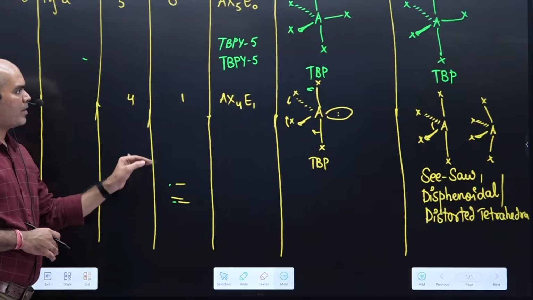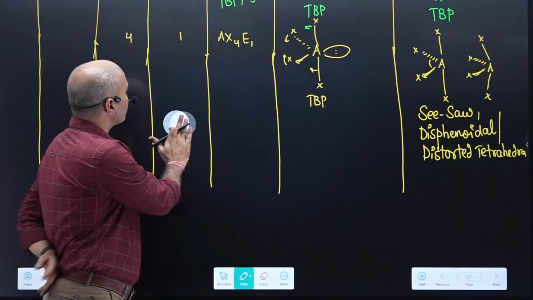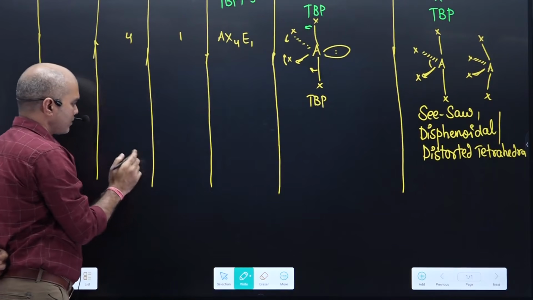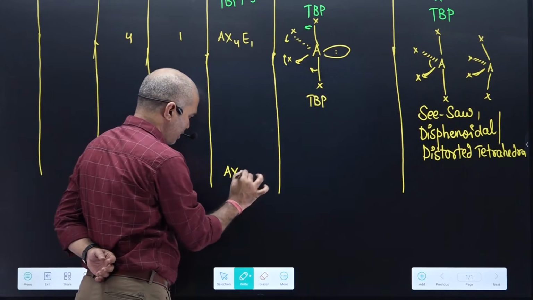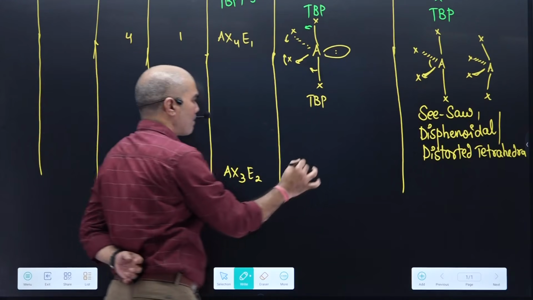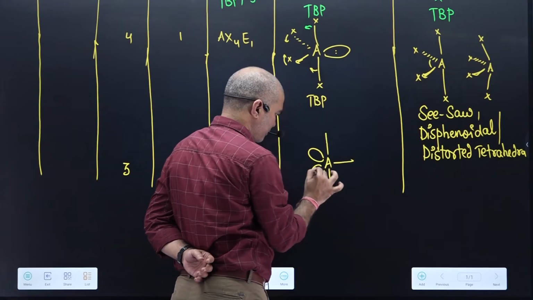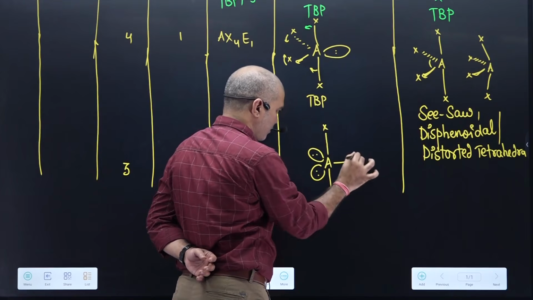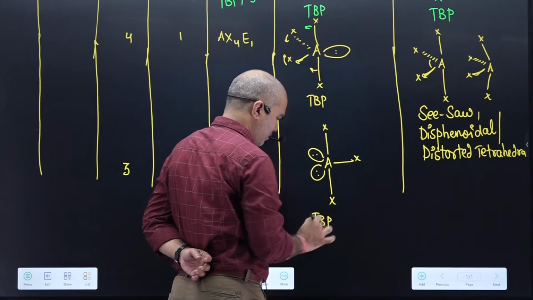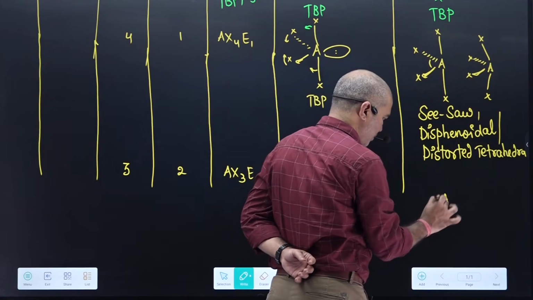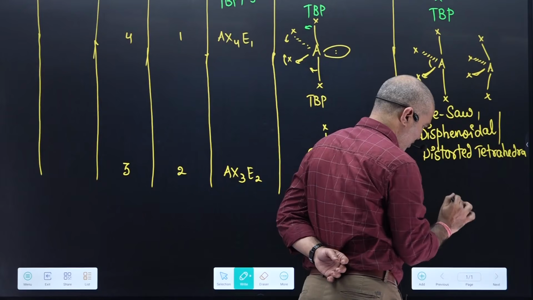This is 4-1. Now let us take 3-2. Let me take 3-2 combination. AX3E2. Where should I put the two lone pairs? In the equatorial position only. Any number of lone pairs, first you start putting in equatorial position. This is still TBP. But when I come to molecular geometry, don't put the lone pairs. Show only the bond pairs.